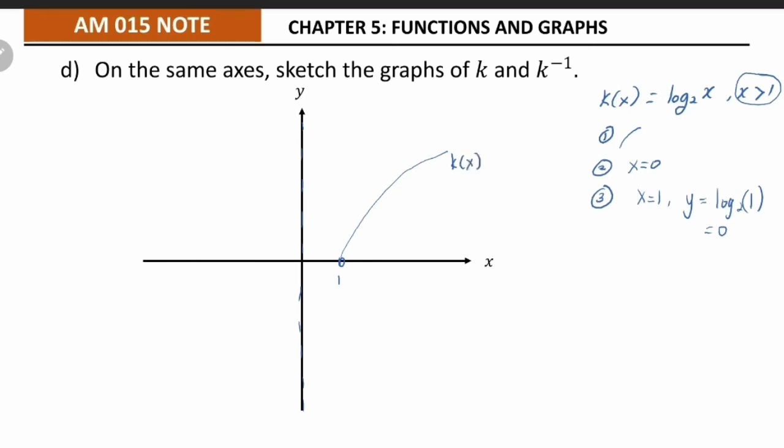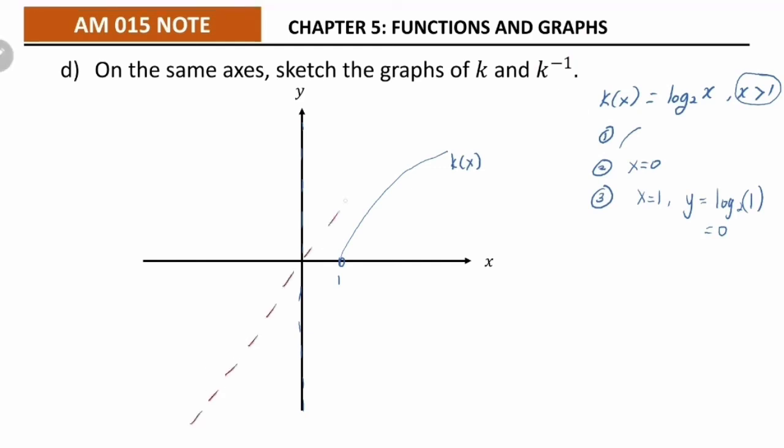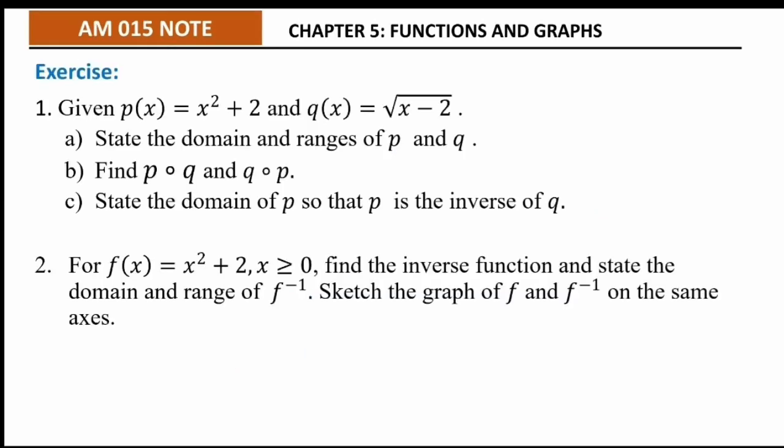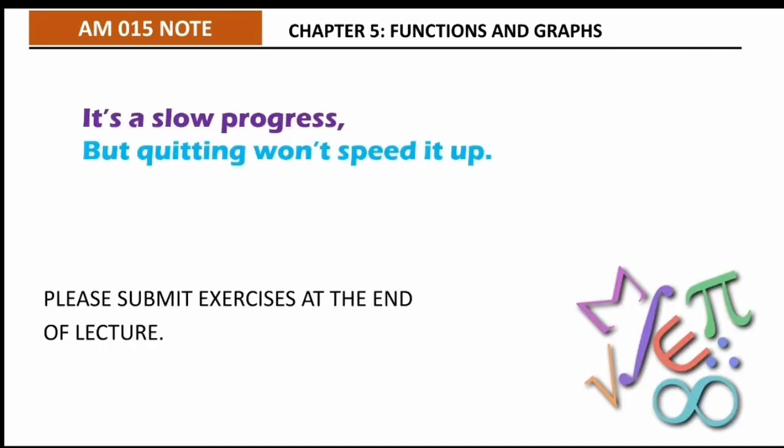K inverse is the reflection of k(x) at the line y equal to x. Since k(x) starts at 1, k inverse also starts at 1, not included. And then k(x) goes towards positive x, so k inverse is toward positive y. This is k inverse of x. And k inverse also has an asymptote at y equal to 0. These are your exercises. Please submit the exercises at the end of the lecture.